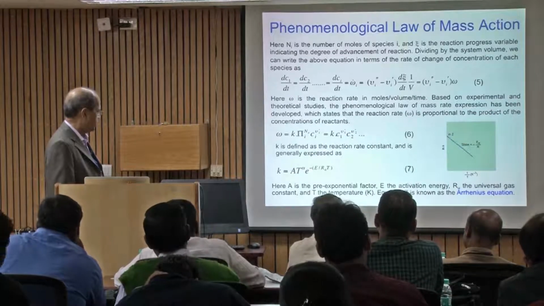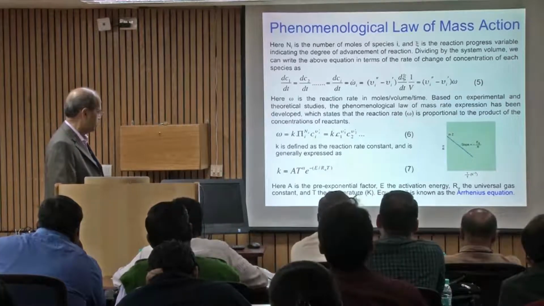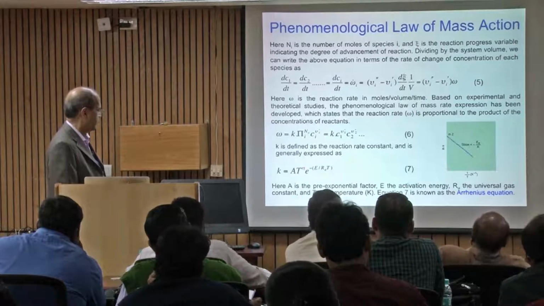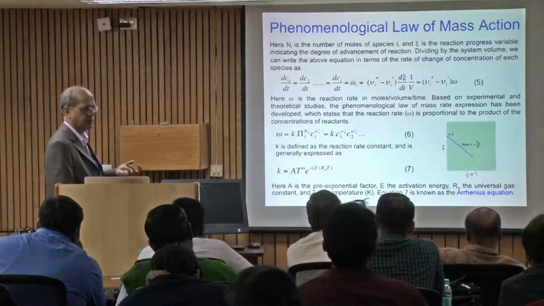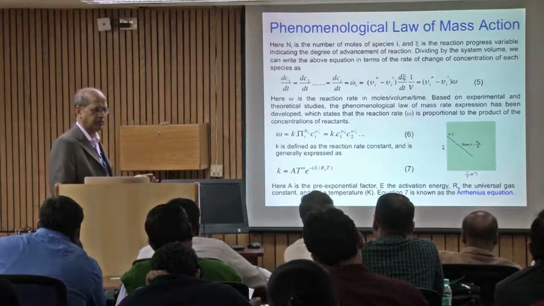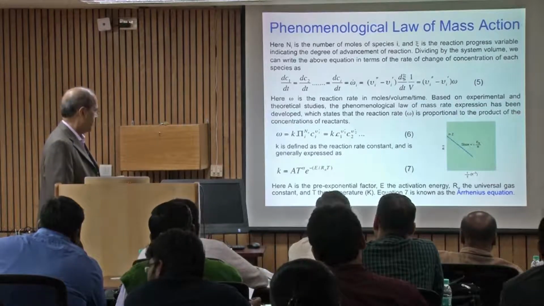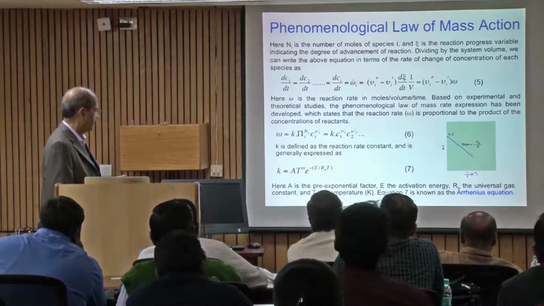So it has an exponential dependence on temperature. There's also a weak dependence through this T to the power alpha. Alpha is about 1, 0.5, 0.1. It can be negative or positive, but the value is about 0.5 or 1. A is the pre-exponential factor.